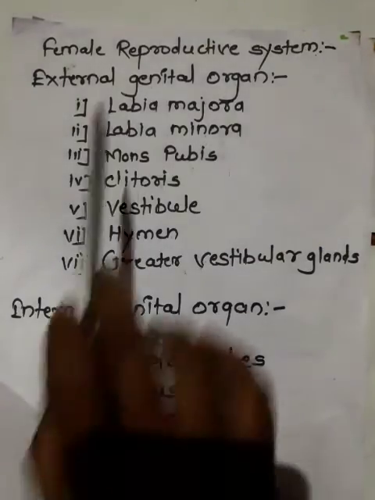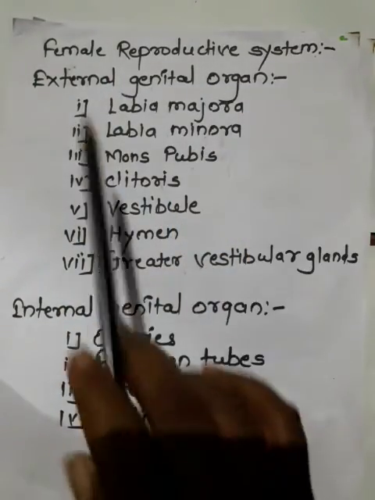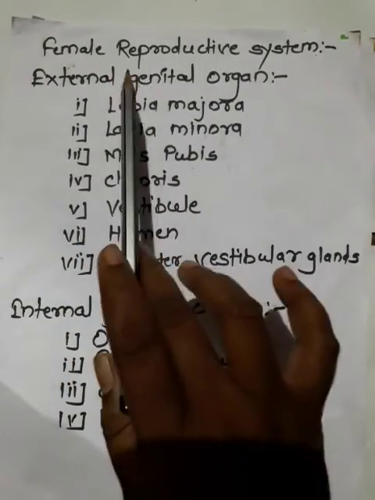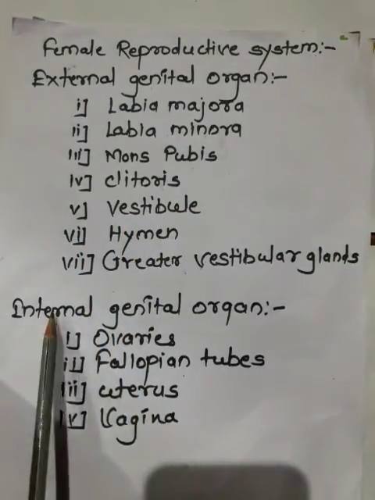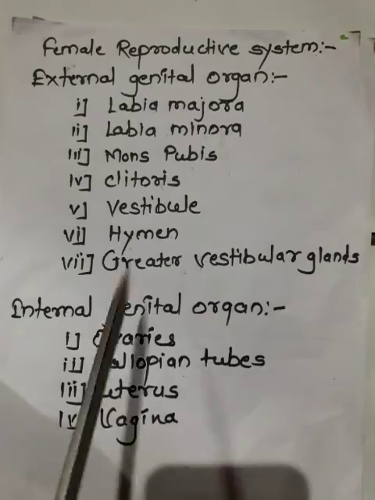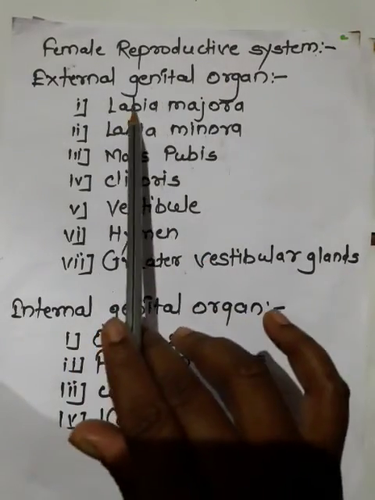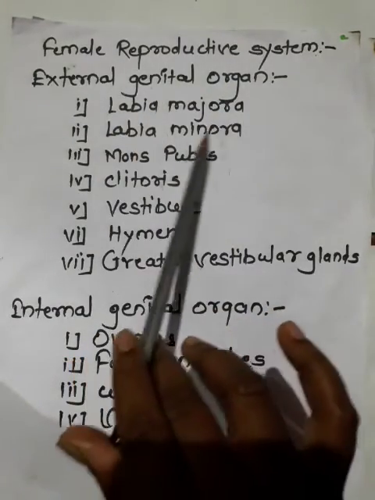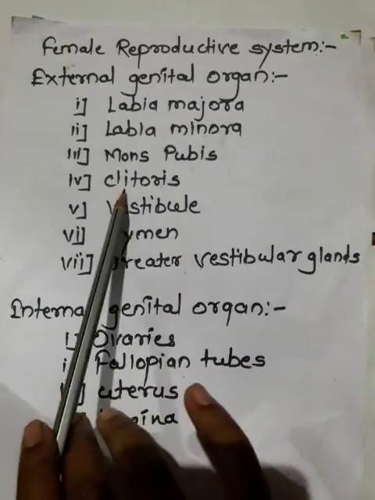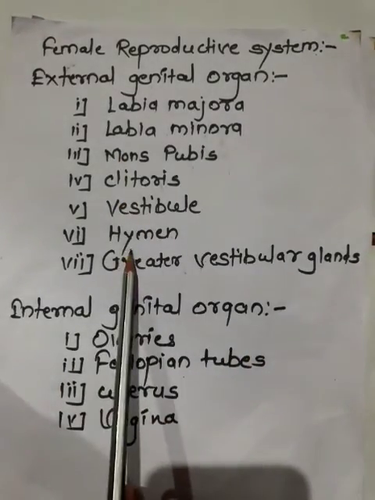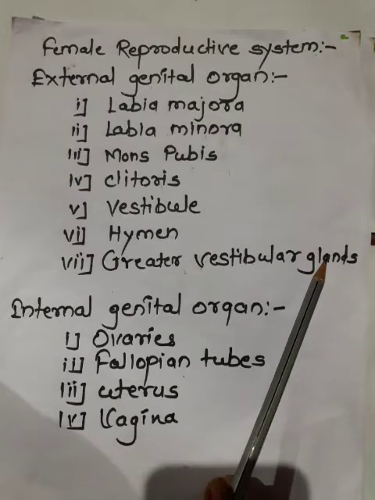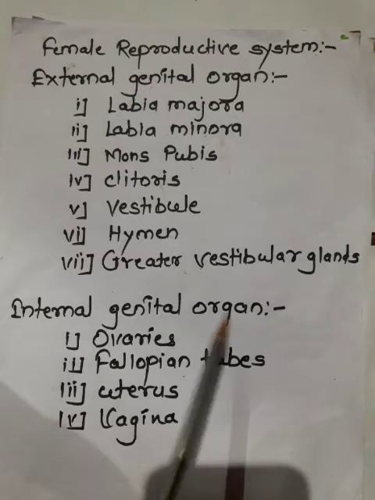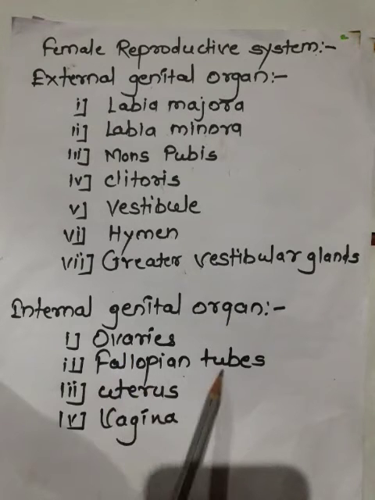Next one, female reproductive system. Female reproductive system is studied under two headings, external genital organs and a second one, internal genital organs. External genital organs are labia majora, labia minora, mons pubis, clitoris, vestibule, hymen, greater vestibular gland and mammary gland. Internal genital organs are ovaries, fallopian tubes, uterus and vagina.